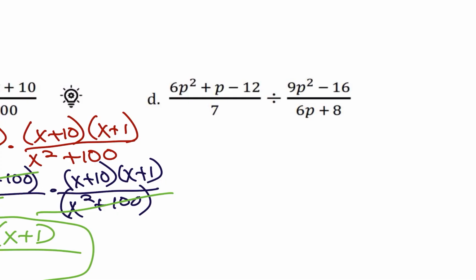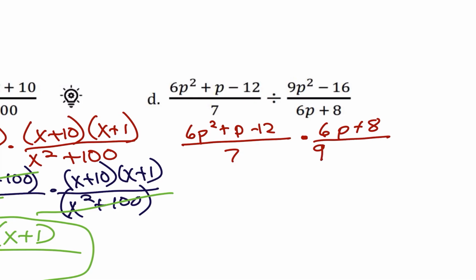Okay, so for D, we're going to look first at the numerator, 6p squared, etc. I think, though, just to be really clear, it's not a bad idea to rewrite this problem first as a multiplication problem. I just don't want you to forget what we're doing here. So as you know, when you are dividing two fractions, it's keep, change, flip, which we have done. So all I did was keep the first fraction, change it to multiplication, and then flip the second fraction. Now we're ready to roll.